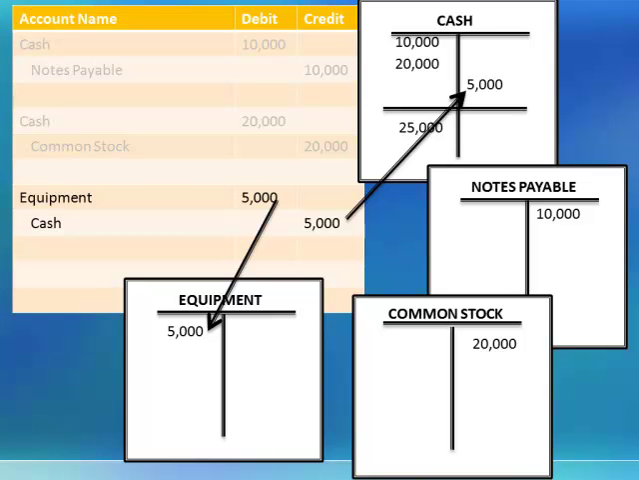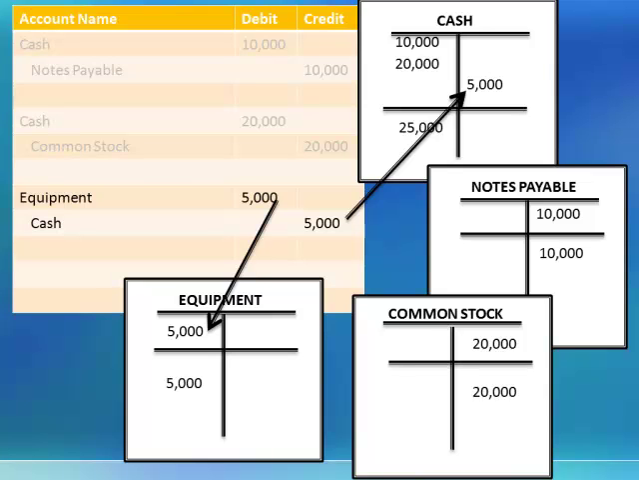If we want to calculate balances, we draw a line and record the balance for each account. In the case of cash, we have a $10,000 and a $20,000 debit and a $5,000 credit. 10 plus 20 minus 5 gets us to a $25,000 balance.